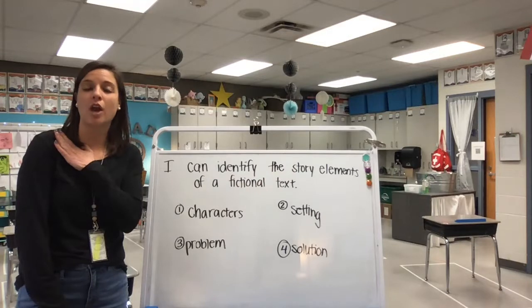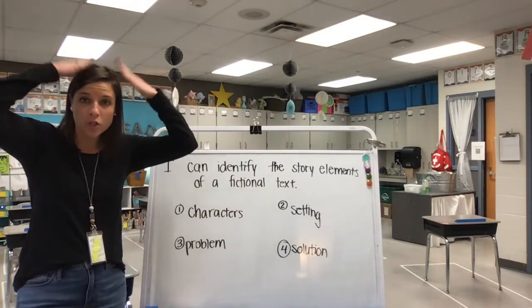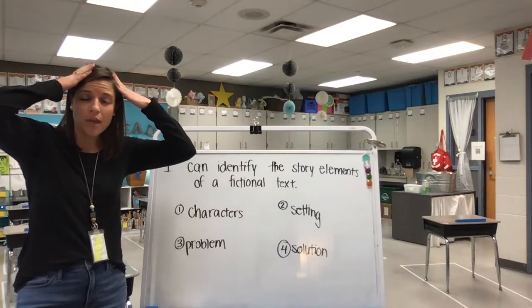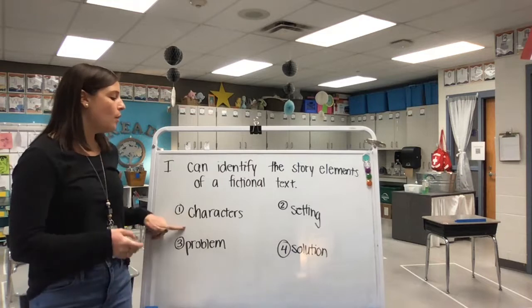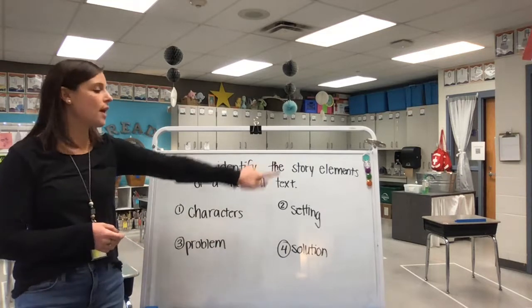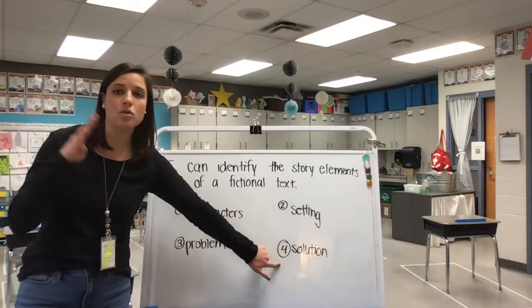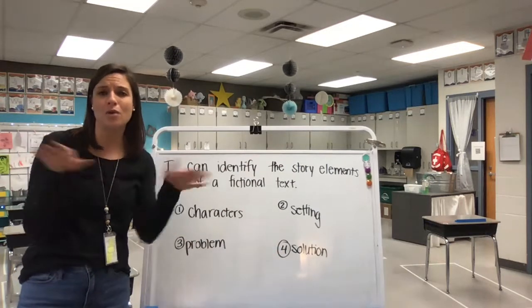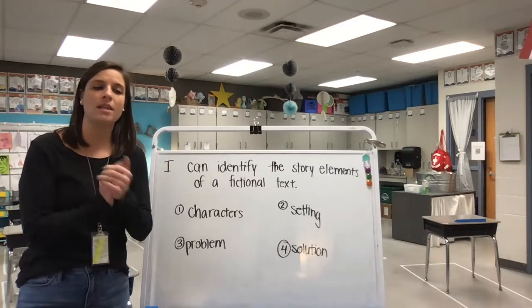This is what we've been working on for 3 weeks in our unit right now, building our schema, our toolbox of information up here, so that as readers, we know how to read and think about our reading. So we talked about how our story elements are the characters, setting, problem, and solution of a story. Without those things, a story would be so boring. So we need all 4 of those working together.